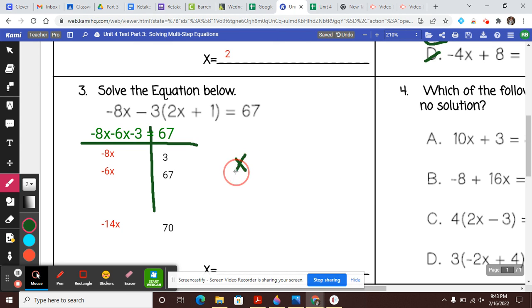It doesn't want to draw. X equals -5. All right, go ahead and do number 3 on your paper now.